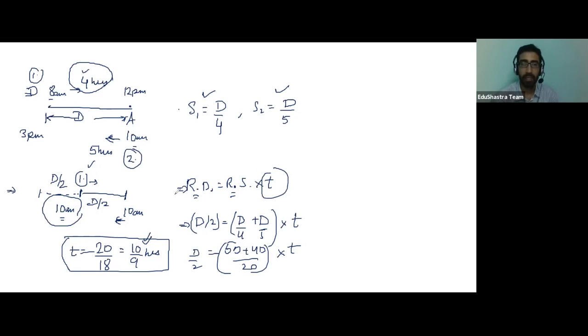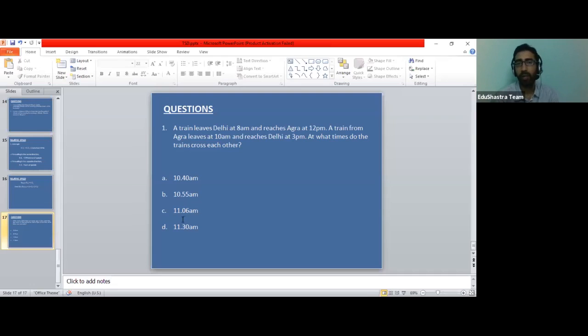So the time they'll meet will be 10 a.m. plus 10 by 9 hours, which will be approximately 11:06 a.m. In fact, if you were to have a look at the options, you wouldn't really need to calculate. You would understand it's more than 11, but can't be 11:30. So the right answer has to be 11:06.